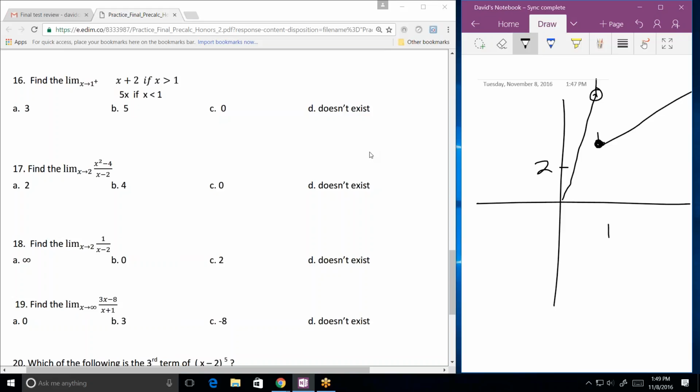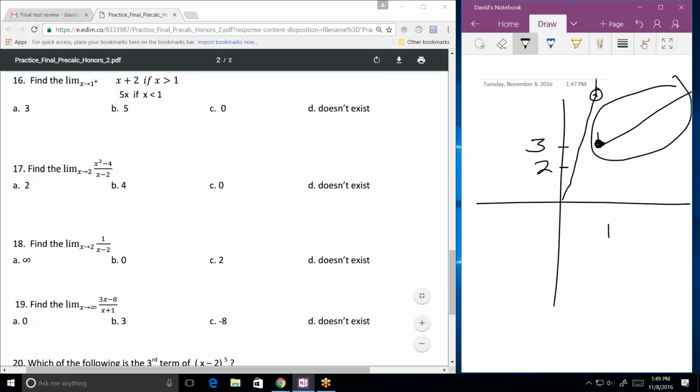Now let's look at it. They're saying, what is the limit as we approach 1 from the right side? 1. No, 2. Wait, no, 3, my bad. 3. In other words, approaching it from the right side, we're using this function.